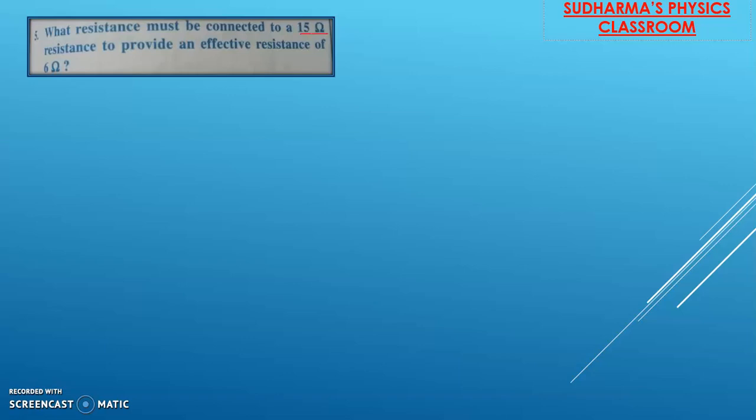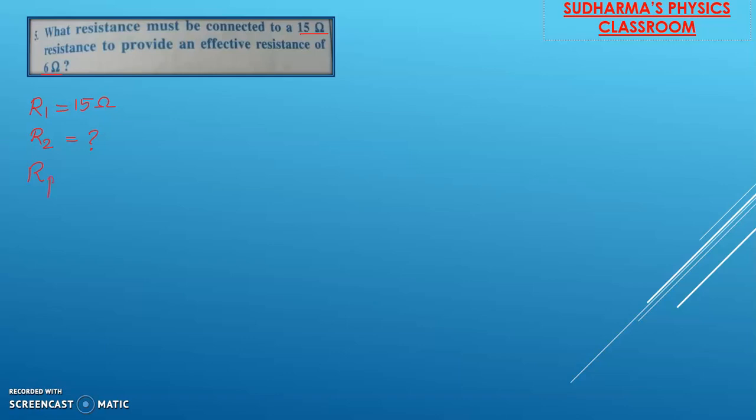We have a resistance of 15 ohm and the effective resistance has to be 6 ohms, right? That means the total resistance is less than the resistance provided in the question. So let's write down the values given. R1 is equal to 15 ohm. R2 we have to find out. We don't know what is R2 and the combination. So what type of combination should it be? If the resistance has to be less than the given value, then definitely it's going to be a parallel combination, right? That we have already discussed in the previous videos.